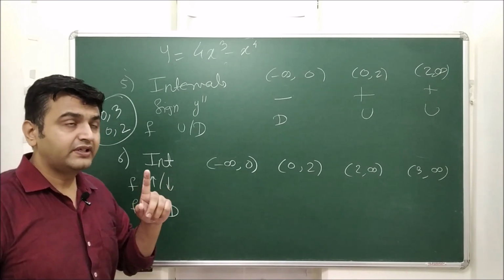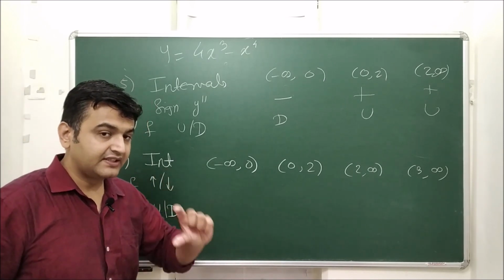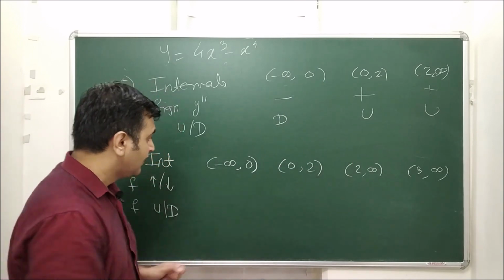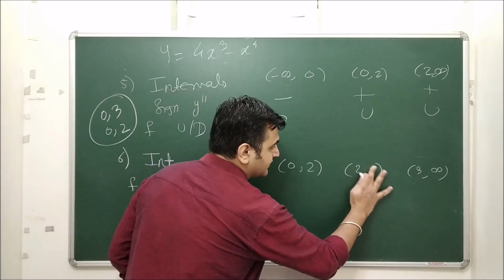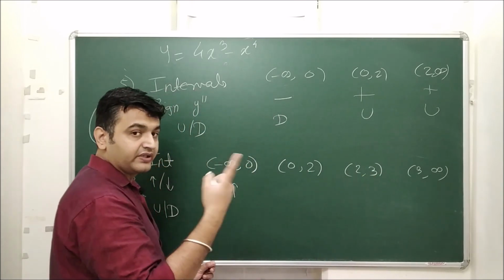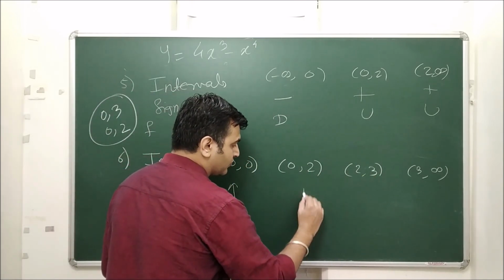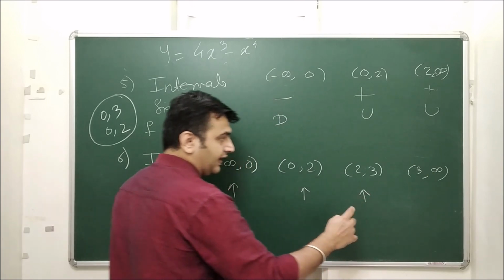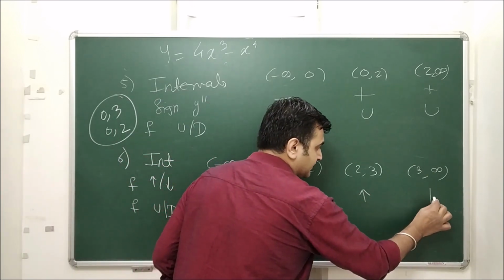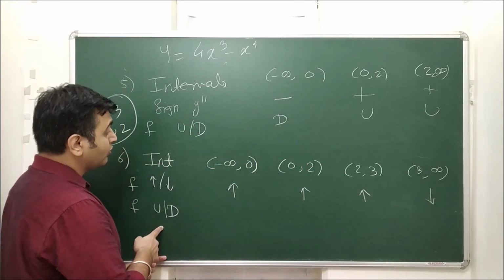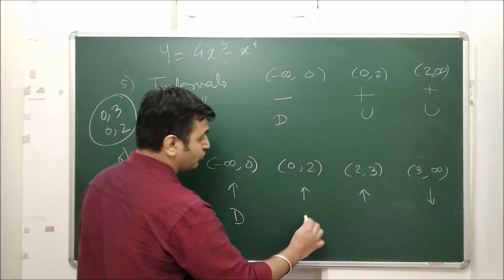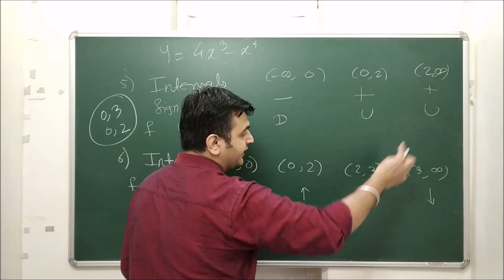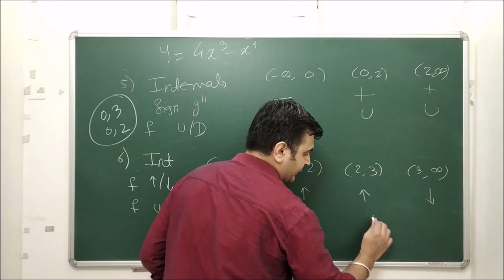Okay, what was the table for f increasing? It was increasing, increasing, decreasing, right? So here it is 2 to 3. From 0 to 3 also it was increasing. So 0 to 2 is increasing, 2 to 3 is increasing, and from 3 to infinity it was decreasing. What about concavity? Minus infinity to 0 down, 0 to 2 up, 2 to infinity up. So 2 to 3 and 3 to infinity up, up.